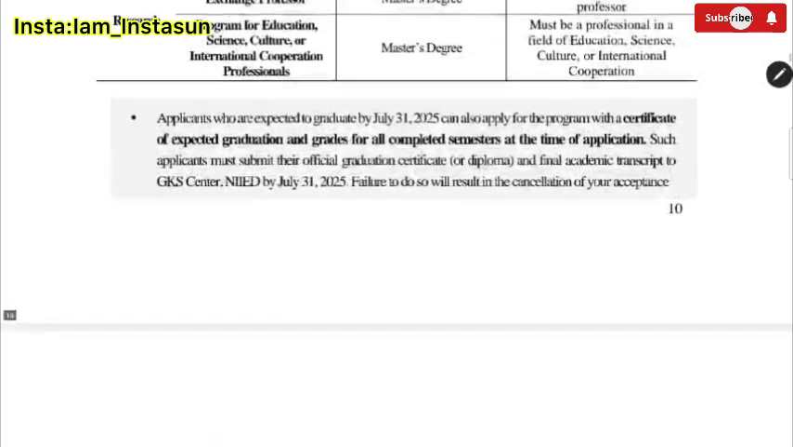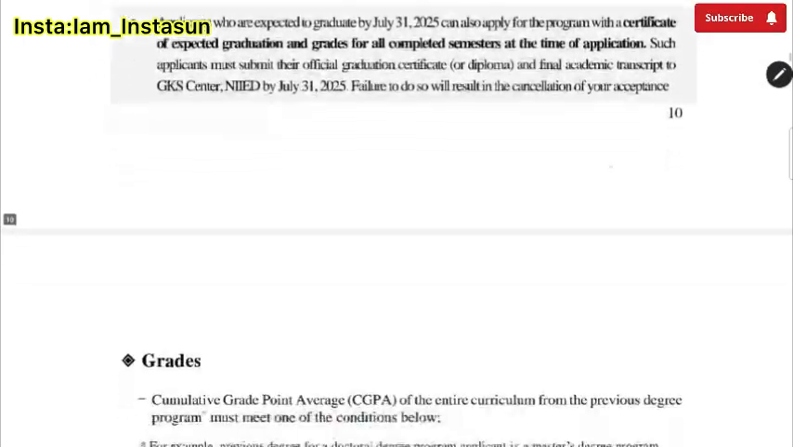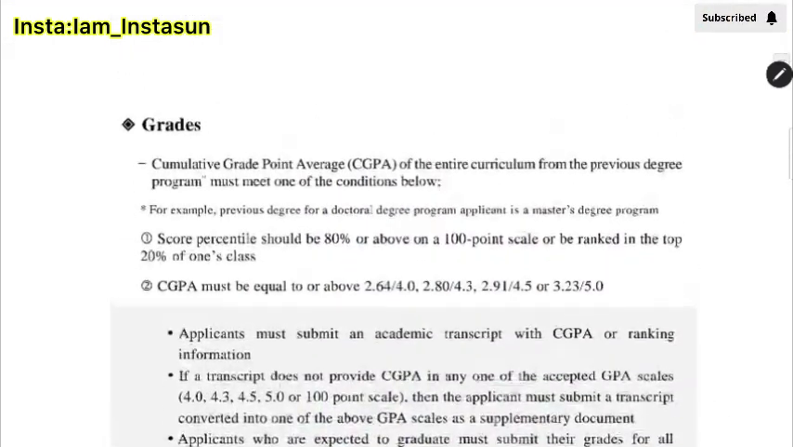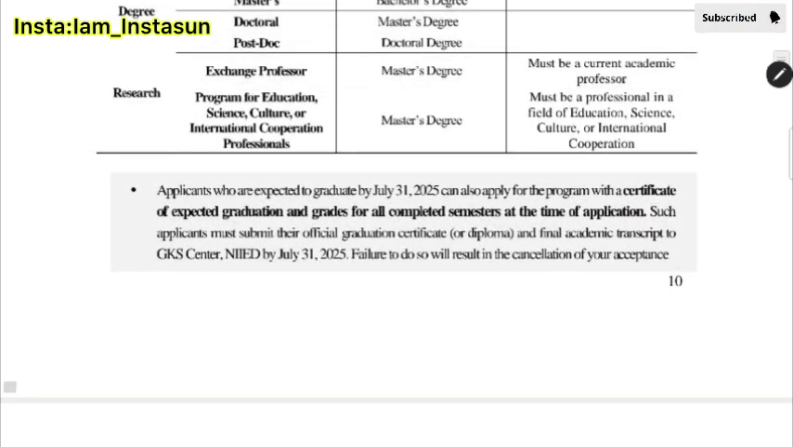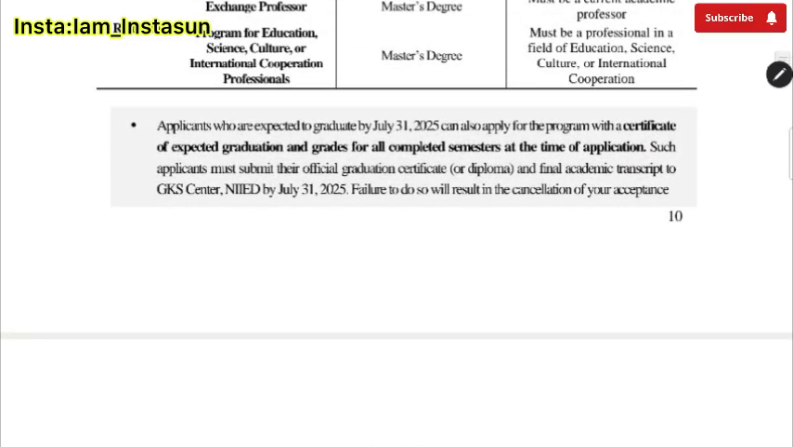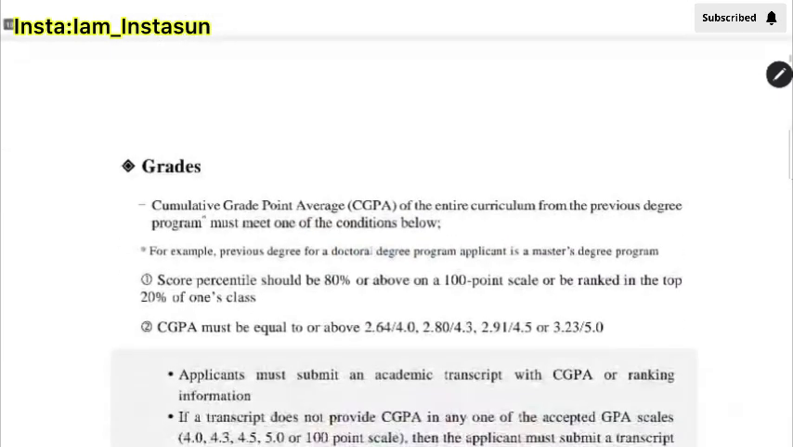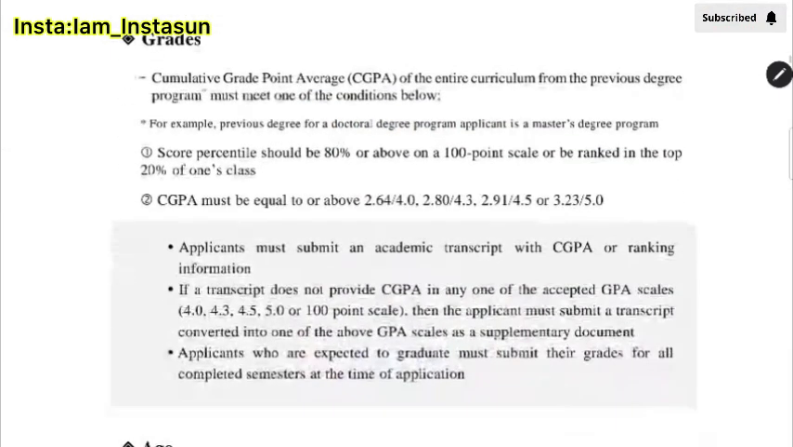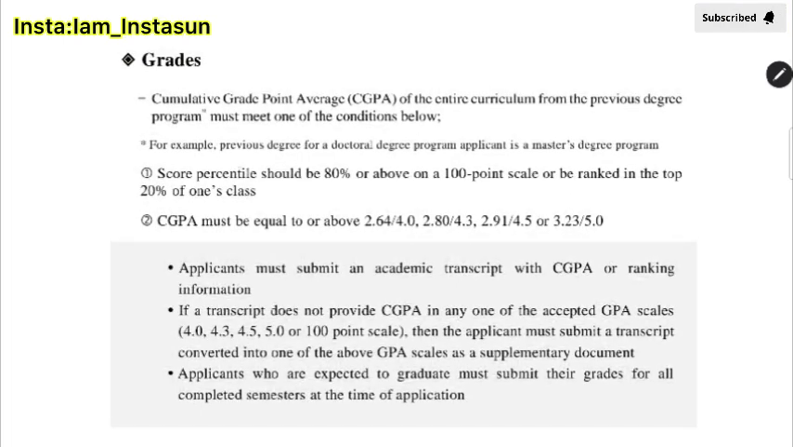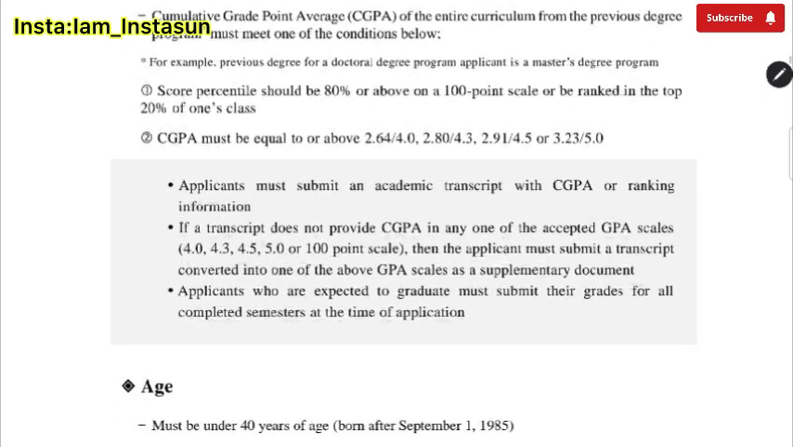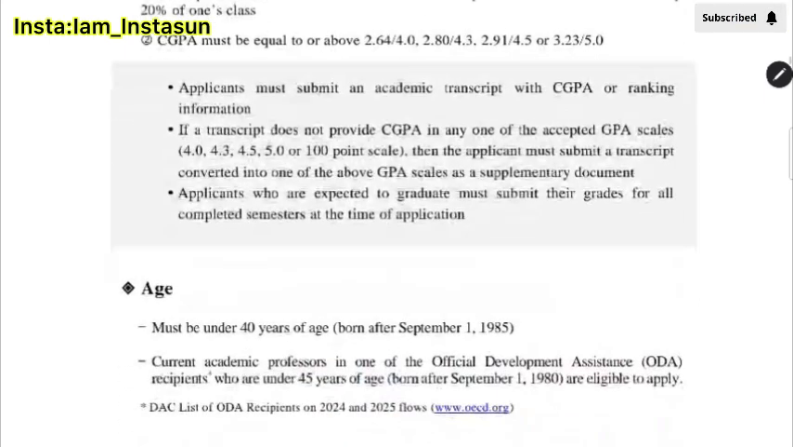So in those cases you gotta wait for 1 year and apply in the next GKS 2026, because otherwise even if you apply on your own, like, okay, I can do it, but if you cannot submit it, your application will be a waste. There's a lot of money going into one application, so you should think carefully. About the scoring system, GPA must be equal to or above 2.64 on a 4-point scale, 2.8 on 4.3 scale, 2.91 on 4.5 scale, and 3.23 on 5-point scale. Or score percentile should be 80% on a 100-point scale, or top 20 of one's class.